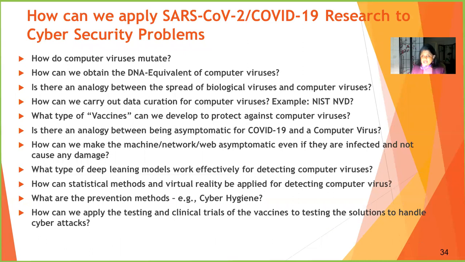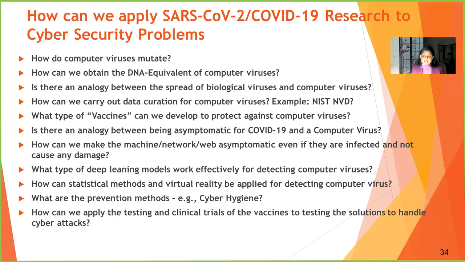How can we apply SARS-CoV research to cybersecurity, right? We talked about how we can apply some of the things that we have done in the past to COVID-19 work. But the other way about, how do computer viruses mutate? By studying how COVID-19 is mutating, we might get some idea how these viruses are mutating. How can we obtain the DNA equivalent of computer viruses? Is there an analogy between the spread of biological viruses and computer viruses? How can we carry out data curation for computer viruses, right?